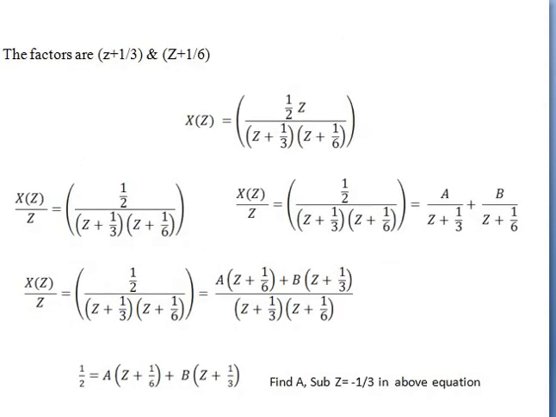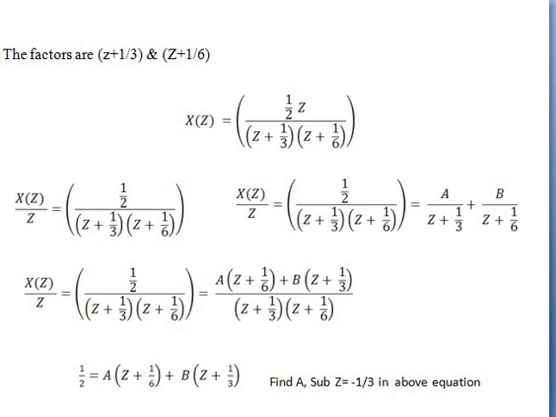Substitute these factors in the denominator of X of z. So we are getting X of z equal to 1 by 2 z divided by z plus 1 by 3 and z plus 1 by 6. So divide by z on both sides: X of z by z is equal to 1 by 2 divided by z plus 1 by 3 into z plus 1 by 6. Apply partial fractions. So this is equal to A by z plus 1 by 3 plus B by z plus 1 by 6.